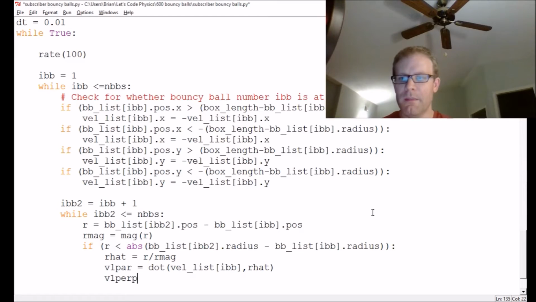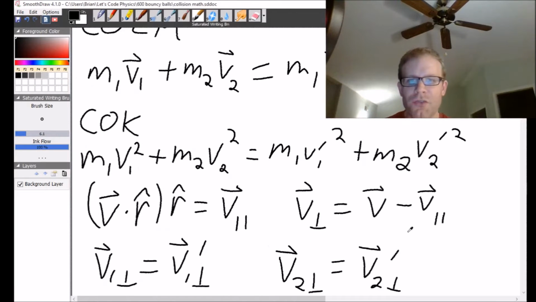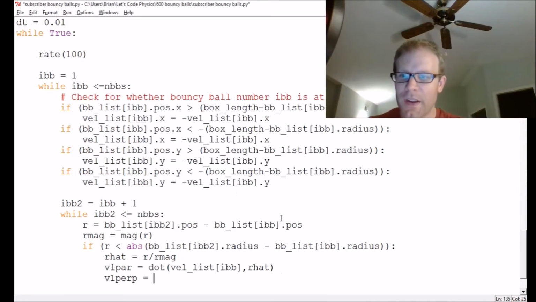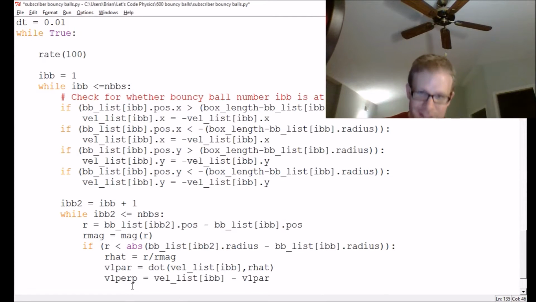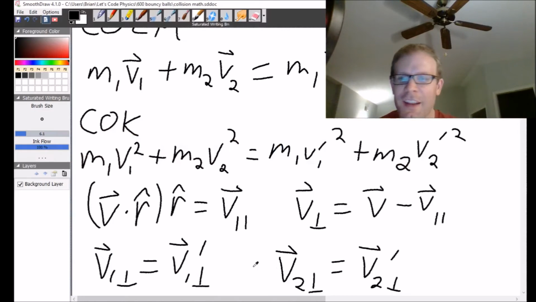Then I need to take the perpendicular component. There's not really a trick to getting that because I don't really have a perpendicular hat, but all I have to do is take the original vector, subtract the parallel part, and the leftover must be the perpendicular part. So I just take vel list IBB and subtract v1 parallel. Oh, except that this is a vector, this is currently a scalar, so I need to multiply by r hat again, which if I'd finished reading my instructions here for myself, I would have remembered that. I literally just wrote that like 15 minutes ago, so you'd think it would be fresh in my mind.